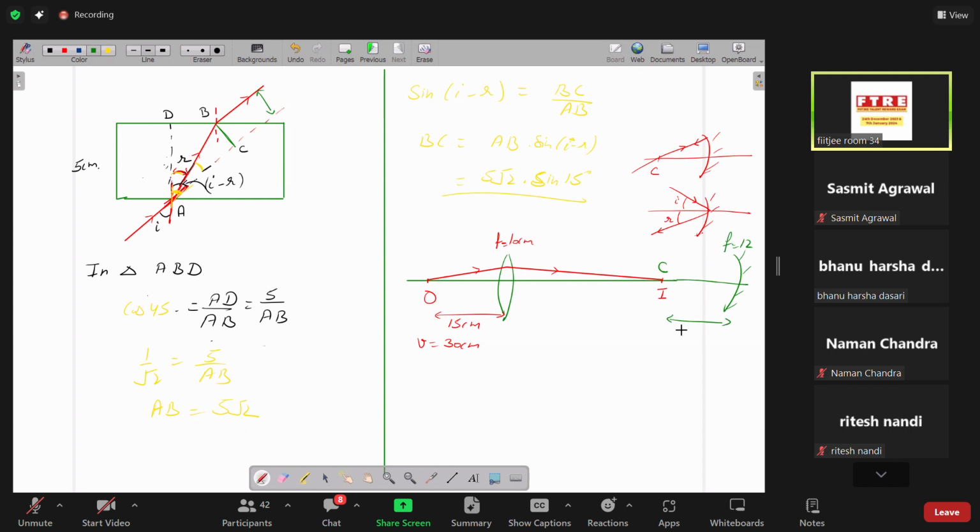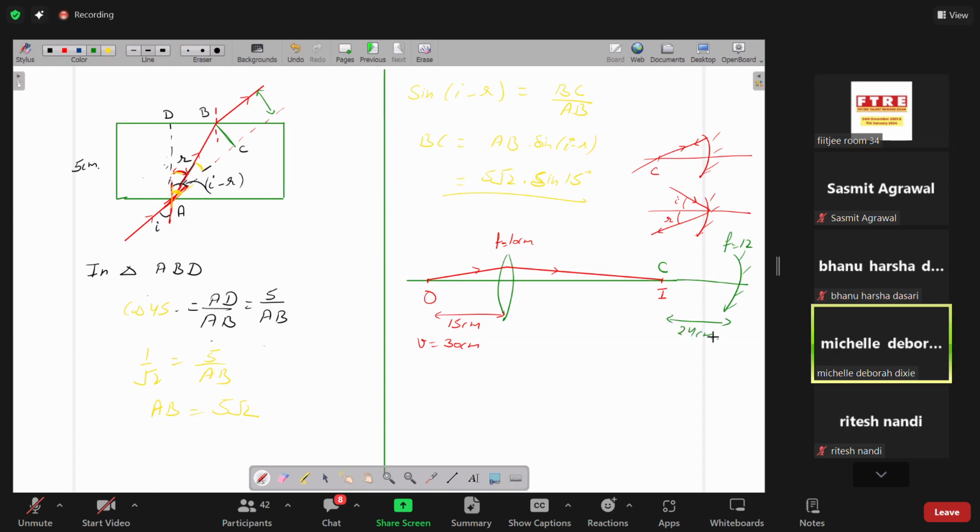Ma'am, in the second case, how will the real image be formed on the object itself? For the first case, let's complete it and then I'll come to the second case.